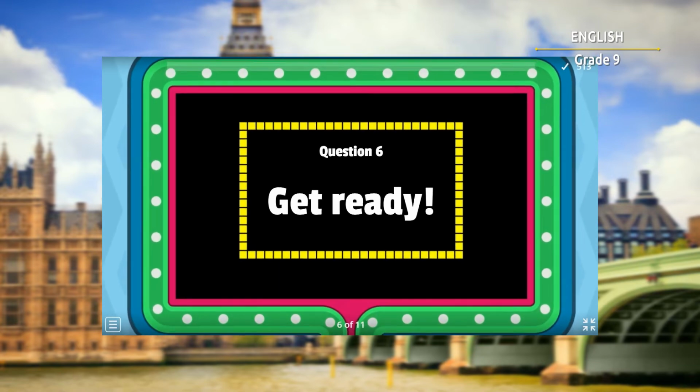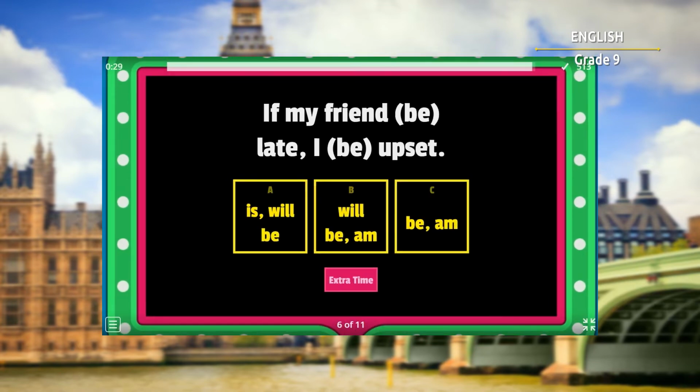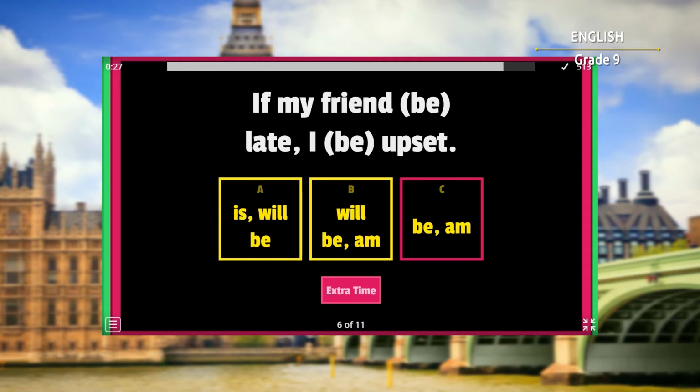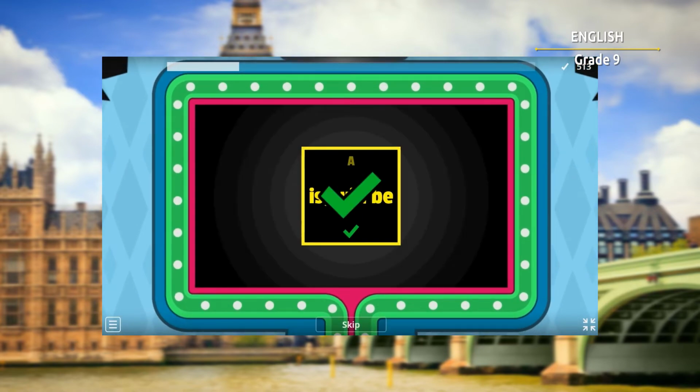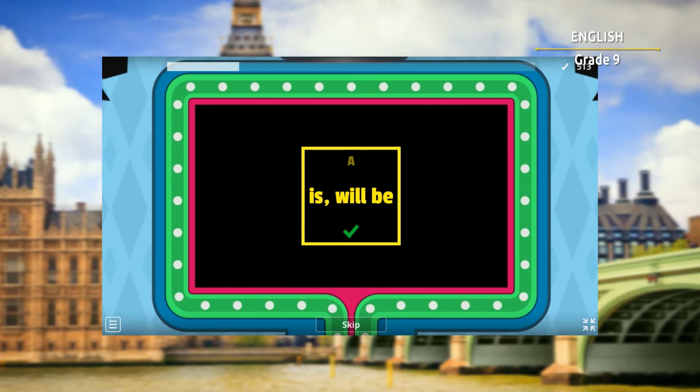Question number 6. If my friend is, will, or be late. In the if clause, we use present simple. So if my friend is or be, present simple is variant A. So if my friend is late, I will be upset. I think this is the correct answer. Let's check together. Yes, this is the correct answer.